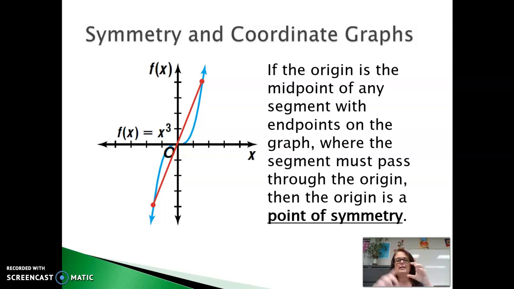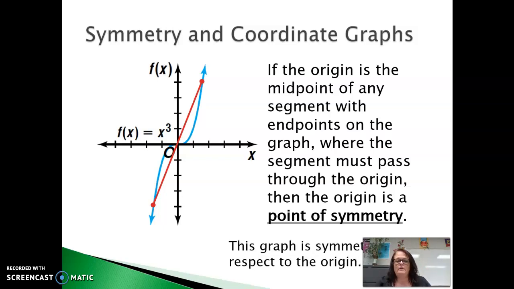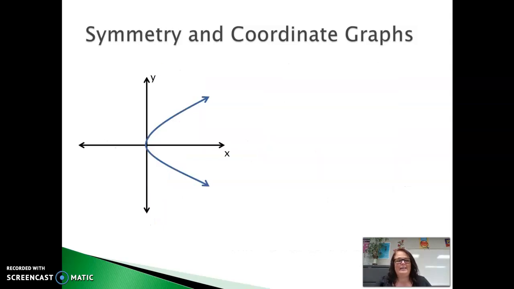So think about it, if you trace this with patty paper and then rotated it 180 degrees about the origin, it would land right on top of itself. That's something that is symmetrical with respect to the origin. And then it has point symmetry.